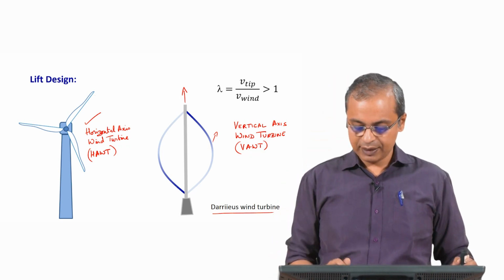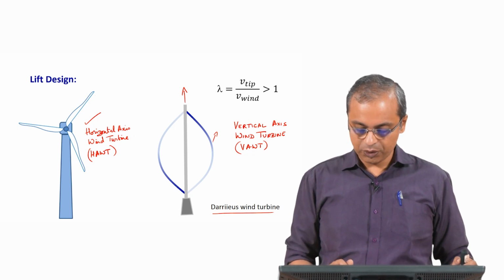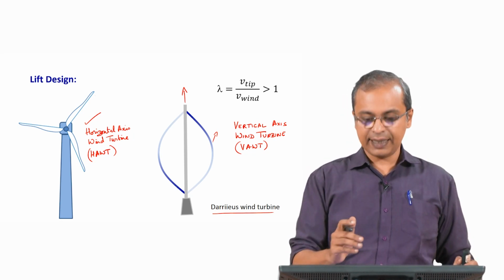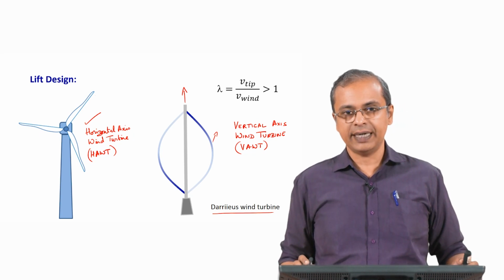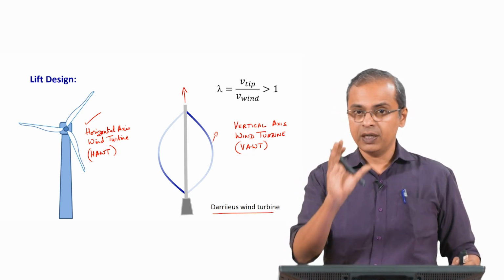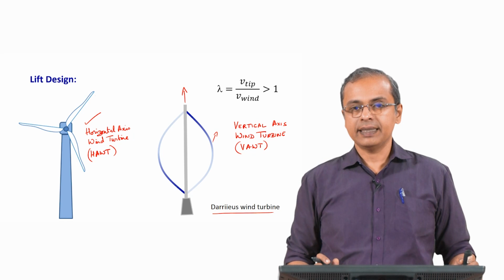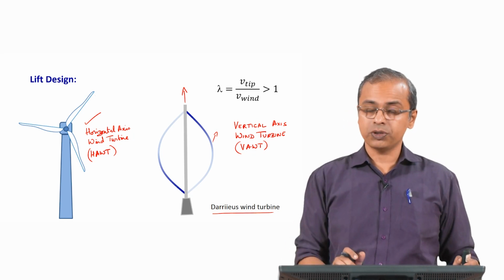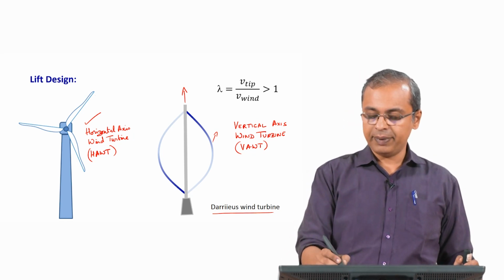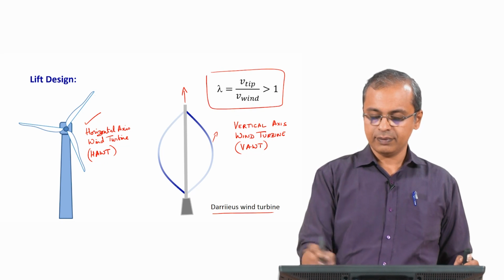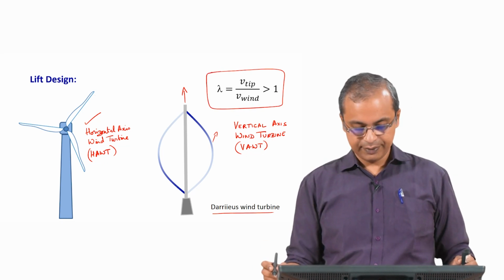Okay, so lift based design is what you are seeing here also, and it is a slightly twisted kind of blade, that is why you see this difference in shading as you go from the top to the bottom. So it rotates this way, and it is also still based on lift, and so for this also the lambda can be greater than 1. Okay, so this is what we are looking at.